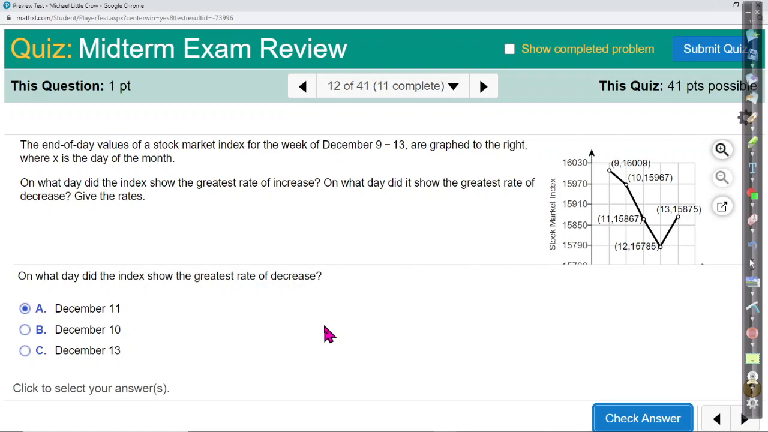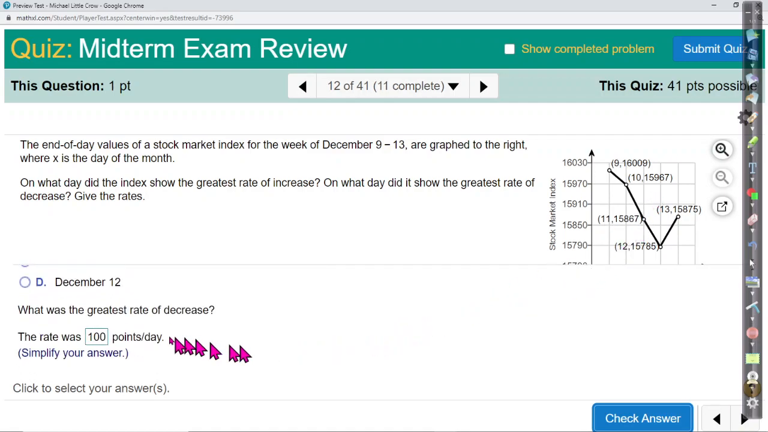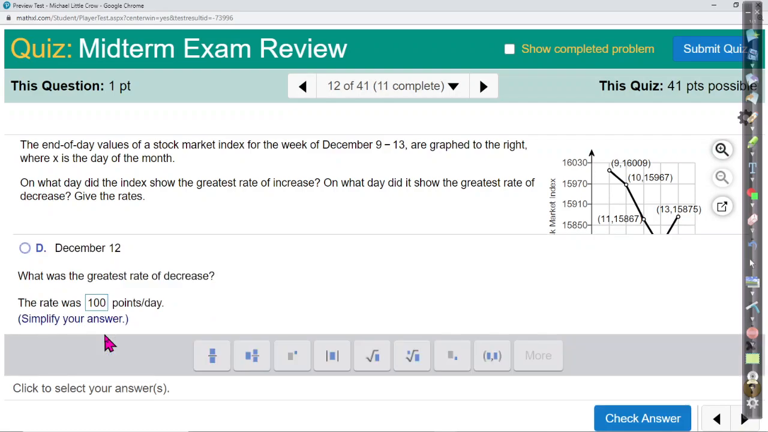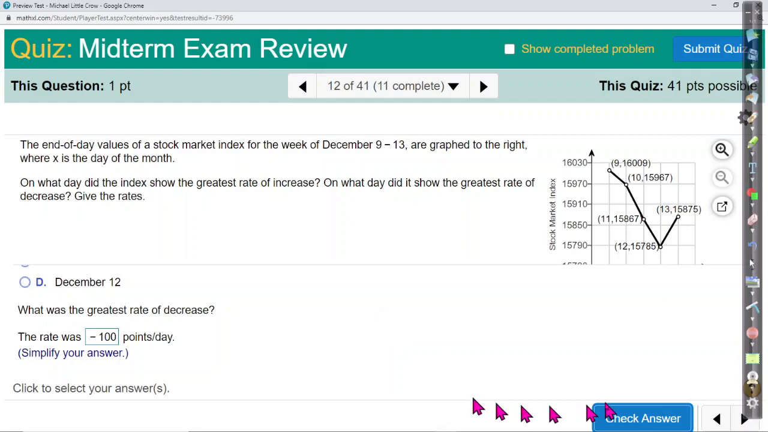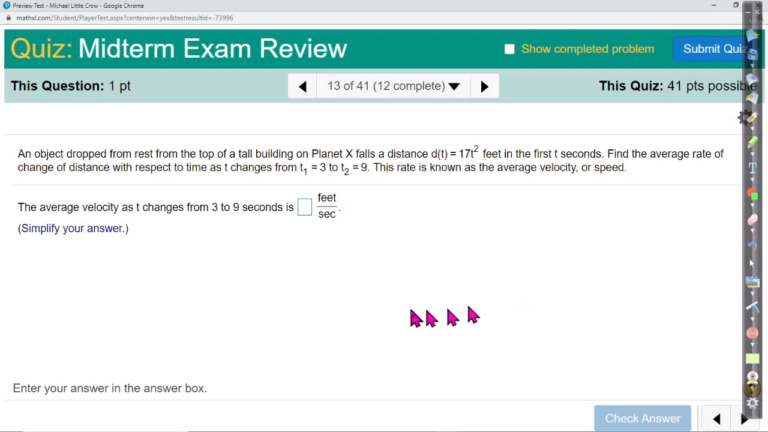Sorry about this, folks. Oh, the rate was negative. I think you guys got on me. That's negative. Usually when they say decrease, I say, okay, that includes the negative. There we go. Thank you. I'm glad, I thought I was going crazy. Negative 100 points a day. Negative slope. Okay, sorry for that. You guys are all on top of that.